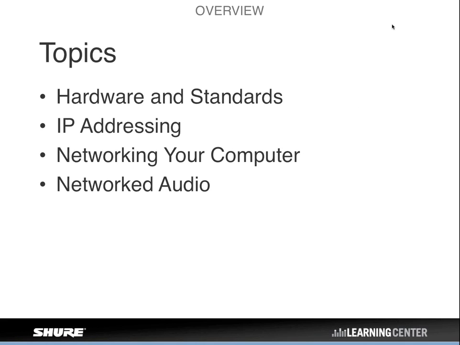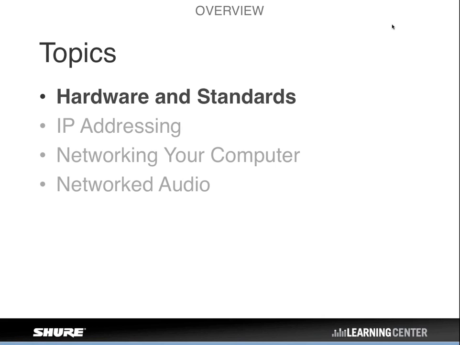So here's what we're going to cover today. We'll get into the physical hardware and the cabling as a place to start, and then dive right into the IP addressing, which is really the heart of the matter here. Then we'll talk a little bit about getting your computer involved in that network, because most of the time when you're putting things on a network, there's some sort of computer control software that needs to be part of this too. And finally, we'll take a look at networked audio, which is of course audio running essentially on a computer network.